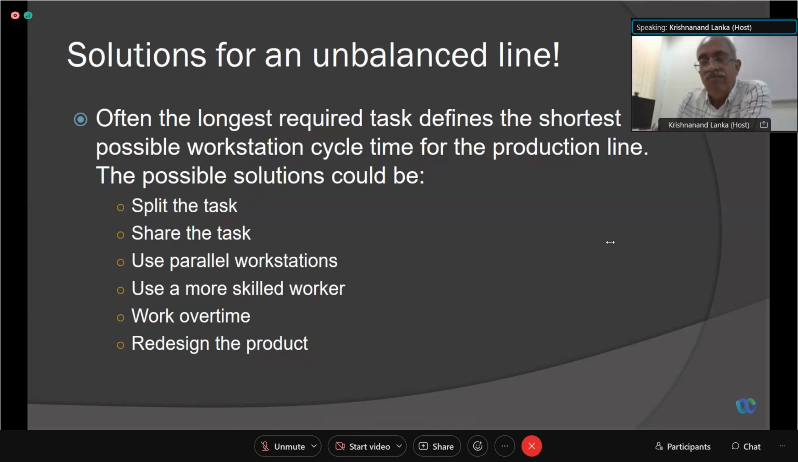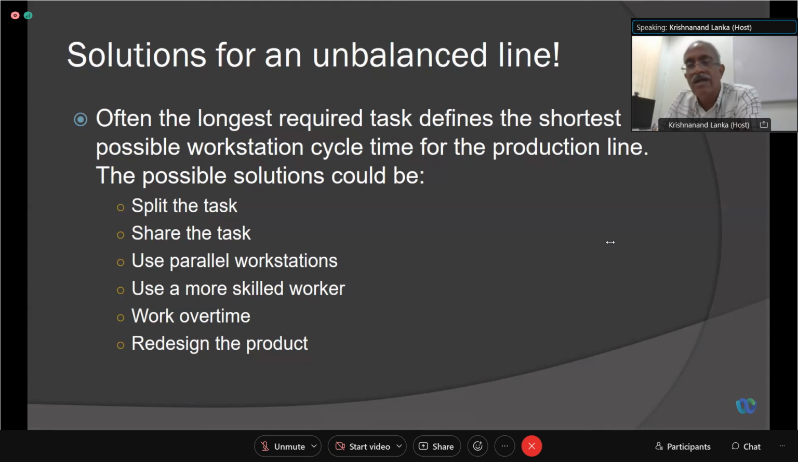Whether it is the addition of a worker or the addition of a machine, or even sometimes you split the task. That means, as I have said before, you may have one workstation at 45 seconds and another at only 35. You can split the task and transfer part of it to the workstation before or after, as long as you don't harm the technological precedence. So some of the possible solutions could be: you can split the task, share the task.